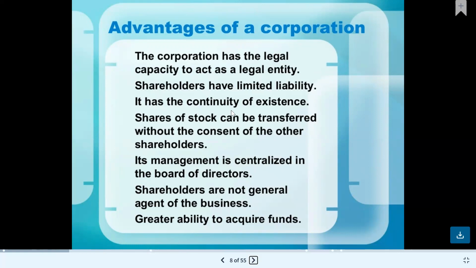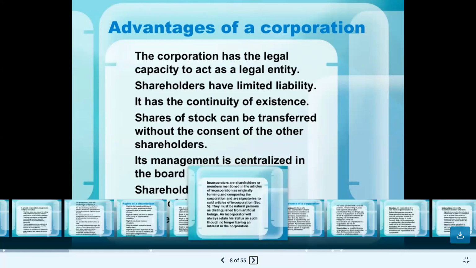And it has continuity of existence. Again, you will have unlimited life. And shares of stock can be transferred without the consent of the other shareholders. And the management of a corporation is centralized in the board of directors, and shareholders are not general agents of the business, and a corporation has the greater ability to acquire additional funds.